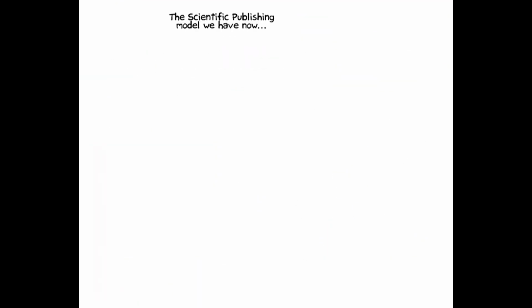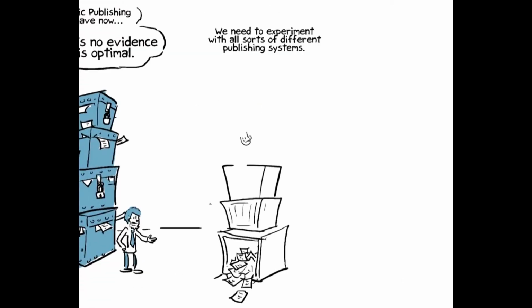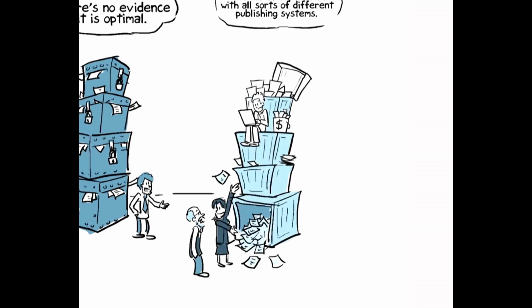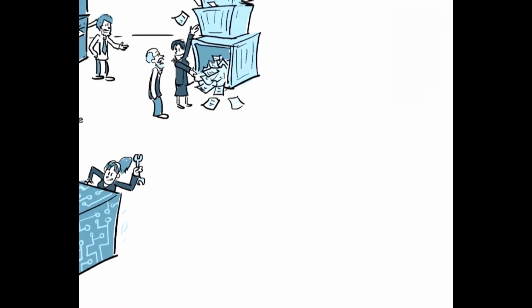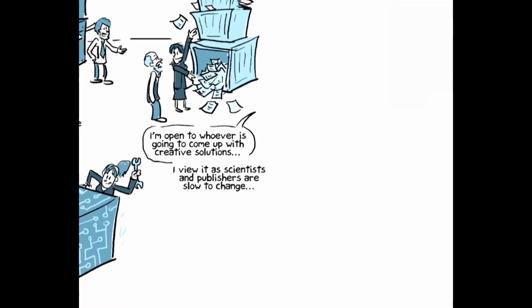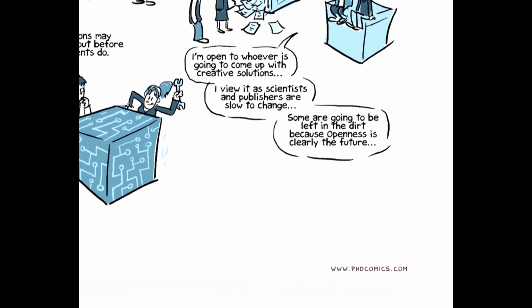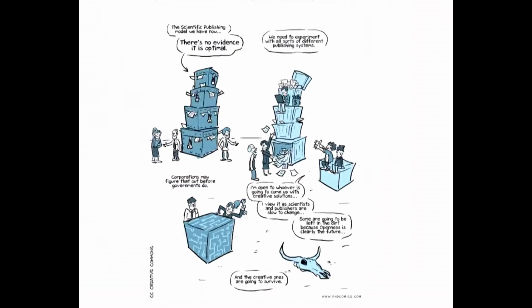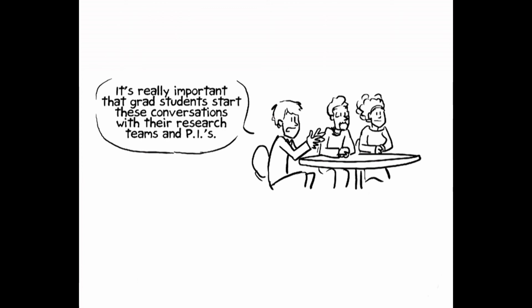The scientific publishing model that we have now, there's no evidence that it is optimal. We need to experiment with all sorts of different scientific publishing systems. Corporations may figure that out before governments do. I'm very open to whoever is going to come up with creative solutions to these issues. I view it much more as scientists and scientific publishers being slow to change. Some of them are going to be left in the dirt because openness is clearly the future, and the creative ones are going to survive.